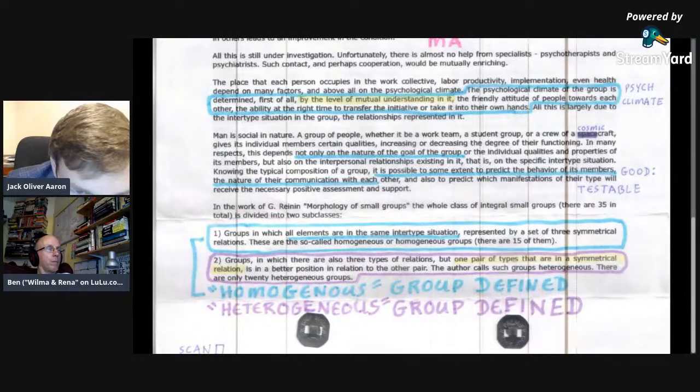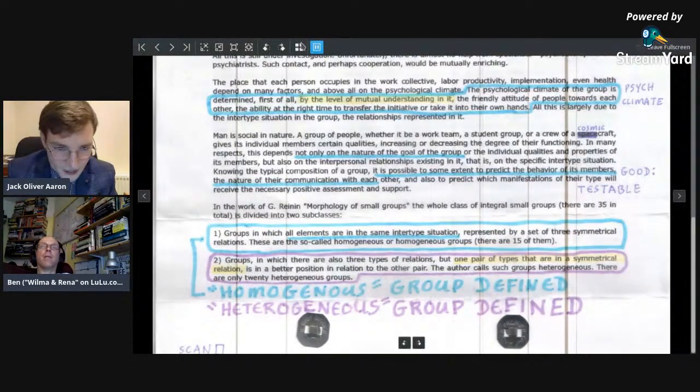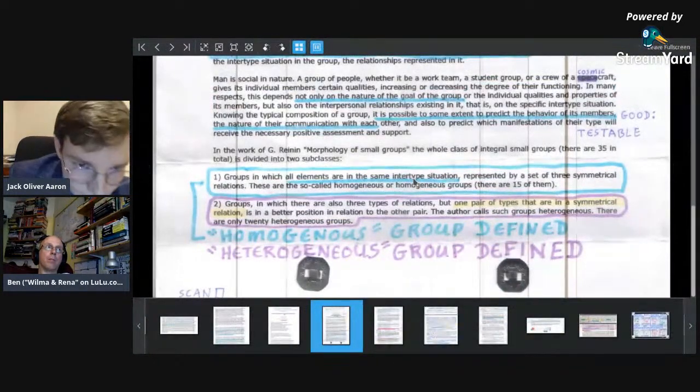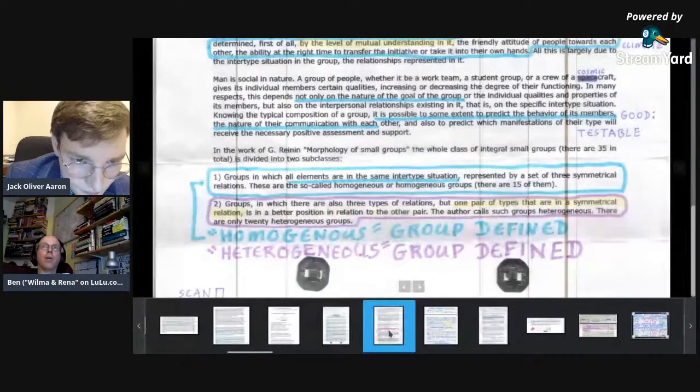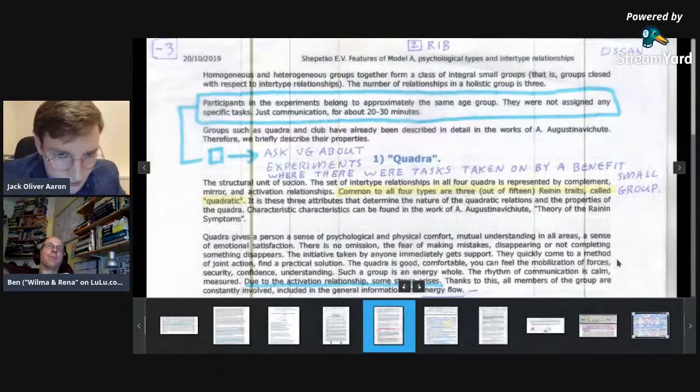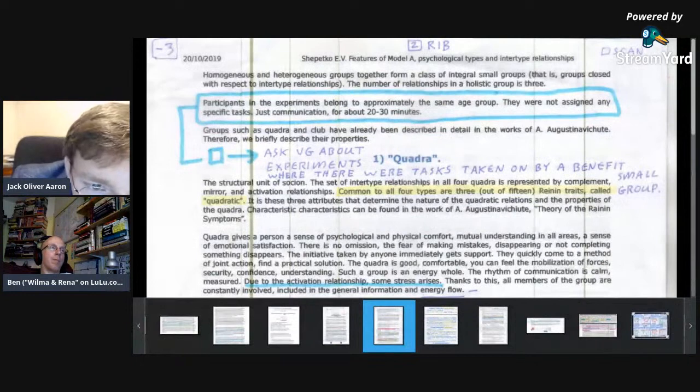Okay, groups in which there are also 3 types of relations, but one pair of types in a symmetrical relation is in a better position. Okay, right. Gotcha. So heterogeneous is not a pure benefit cycle, whereas homogeneous is. Right. So they had a control then. They had a control. Right. That's promising. But well, let's see. It's not brilliant. They just had them in conversations.